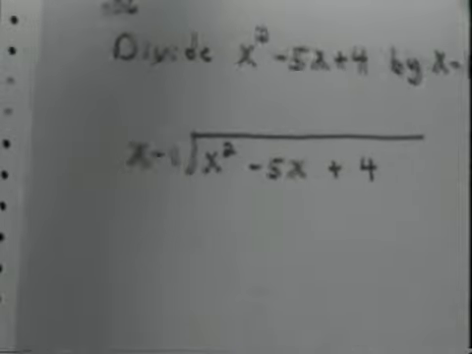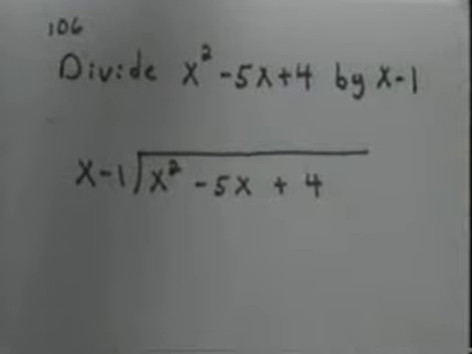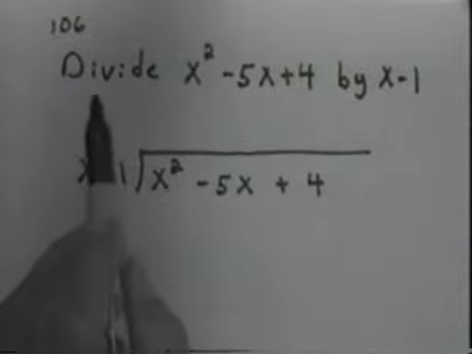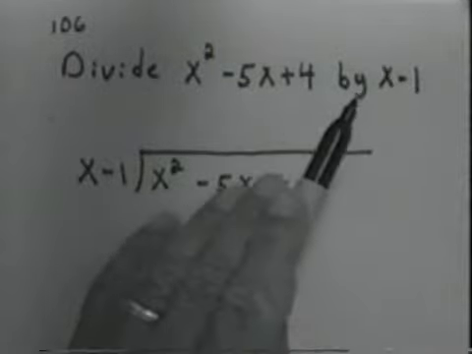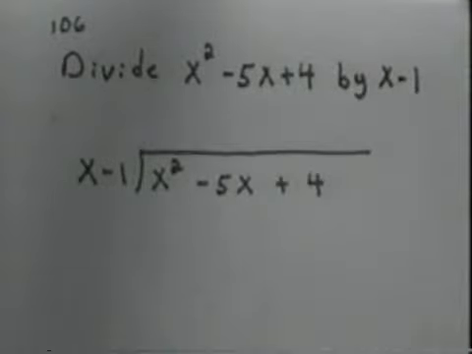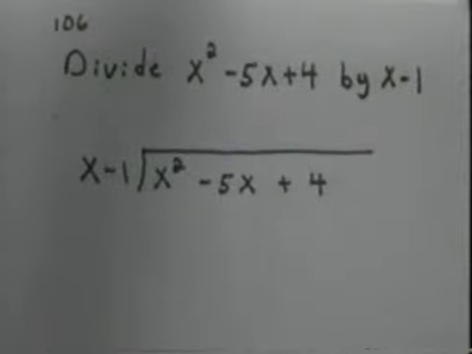Now let's do one in which I'm not trying to show you the similarity between the two types. Let's do one in which we simply concentrate on the polynomials and the sequence of doing the dividing. Let's divide x squared minus 5x plus 4 by x minus 1. Well, I rewrite it in long division format.